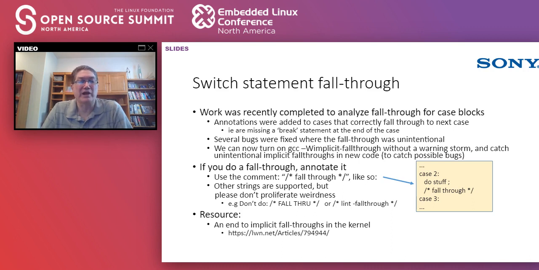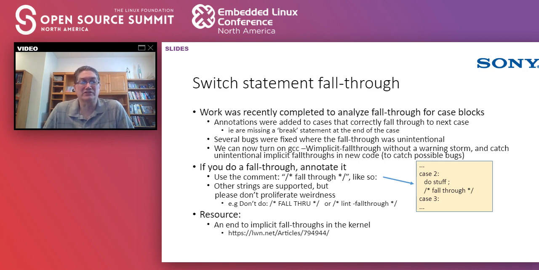So annotations were added throughout the kernel to make sure that all of the cases where fall through occurs are actually labeled. In that process, several bugs were fixed, because we found out that the fall through was unintentional, just a missing break by mistake. So the good news is that now we can turn on a compiler warning flag, GCC -Wimplicit-fallthrough. Because we've annotated all the places where we believe that is the intended thing, we can now catch unintentional implicit fall throughs in new code.